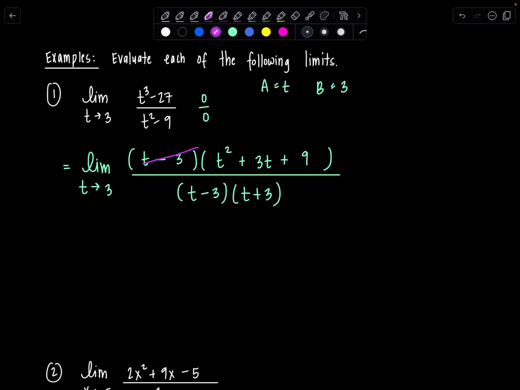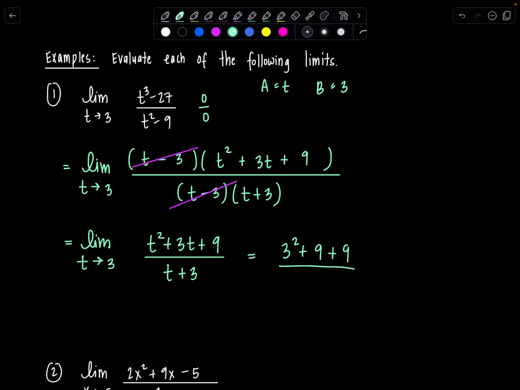Beautiful. Look at us. Now I can cancel out t minus 3. And then we have the limit as t approaches 3 of t squared plus 3t plus 9 over t plus 3. Can I use direct substitution now? You bet. This is 3 squared plus 9 over 3 plus 3, 6. So this is 27 over 6, which is 9/2. Fabulous.